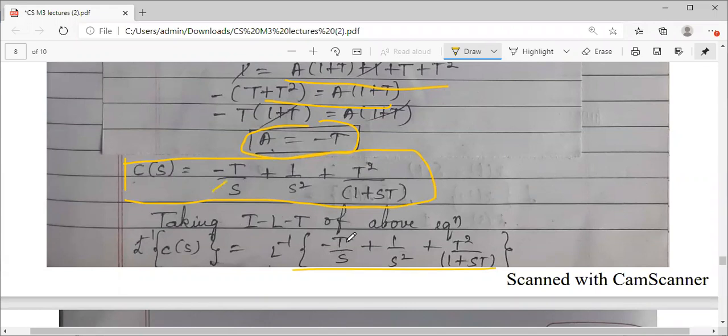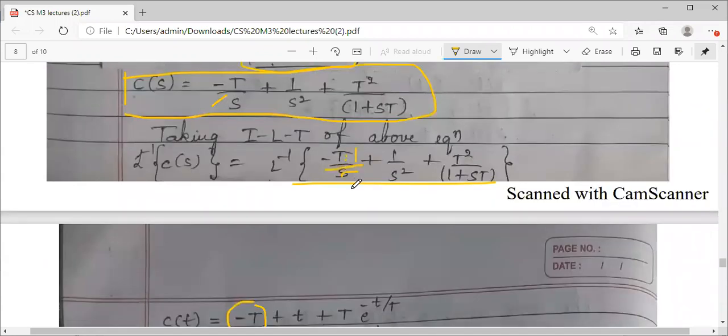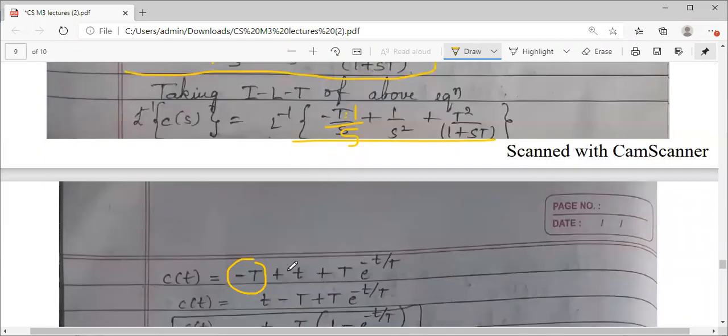Okay, what is the inverse of t by s? So t is a constant, keep it as it is. That is minus t, keep it the same. You have 1 by s here. So the inverse Laplace transform of 1 by s is 1, that is u of t, unit step. Plus you have 1 by s square. So the inverse Laplace transform of 1 by s square is t. You can just refer to the table, okay?